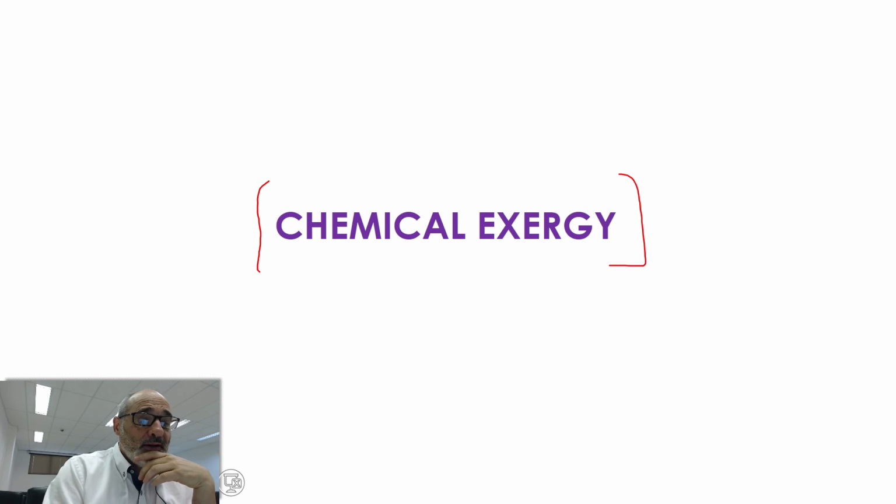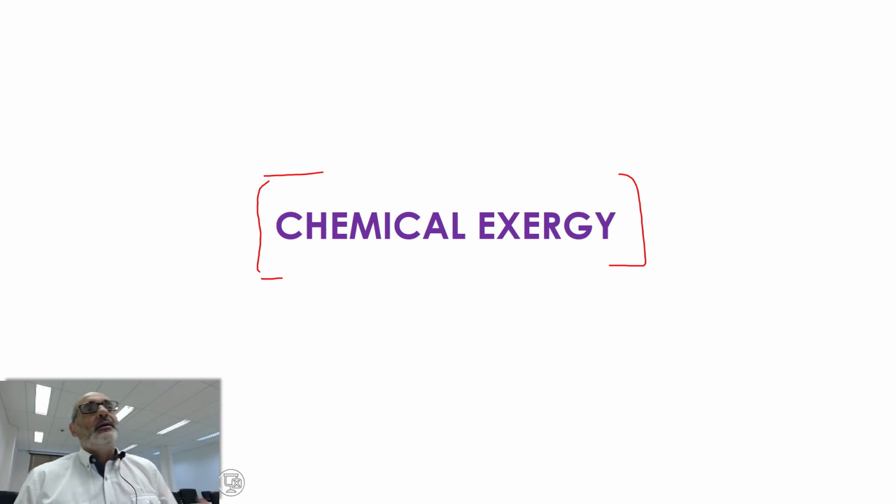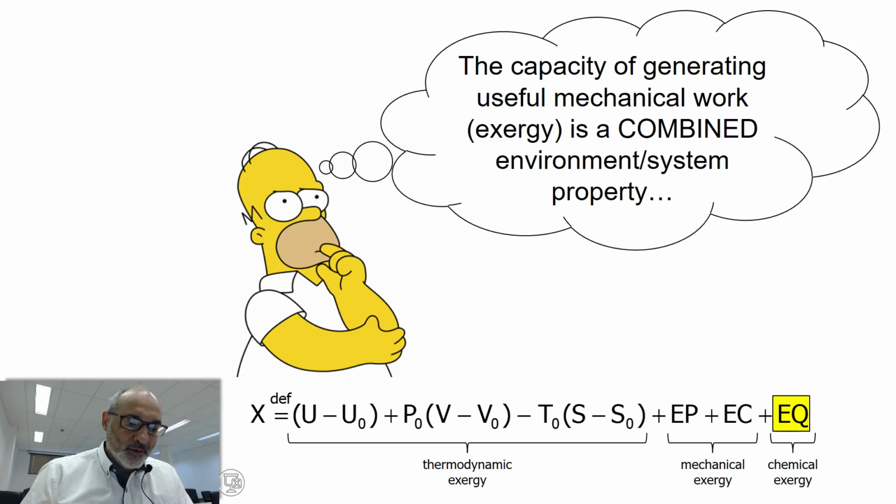Okay, so we have our variable which is capable of assessing how spontaneous a process is. Remember, we started talking about exergy, and we want to define a way of calculating the exergy content of a substance when chemical aspects are considered, okay? So let's move in this path.